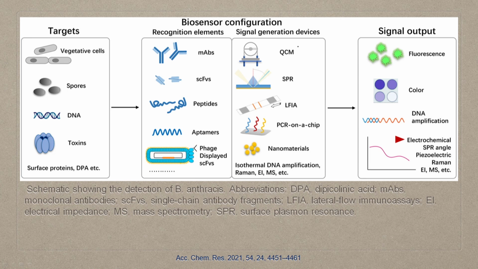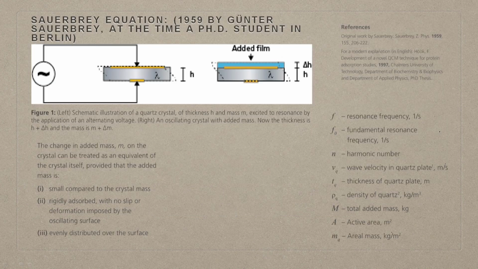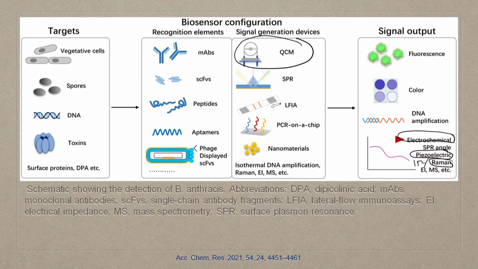Here we talked about QCM earlier this week. Now we are talking about Raman, IR, piezoelectricity, electrochemical, and you have the AFM signatures, and you have the nanomaterials out here, and then next we'll go to the SPR likewise.